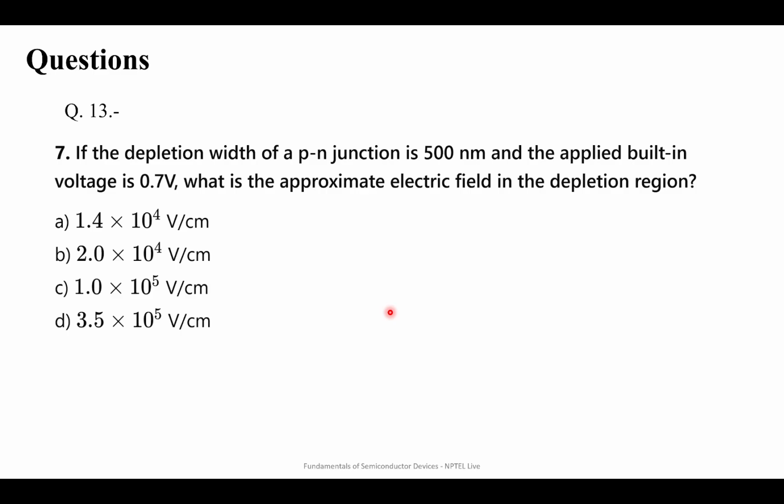Next is another numerical. If the depletion width of a PN junction is 500 nanometer and the built-in potential is 0.7 volts, what is the approximate electric field in the depletion region? 1.4 into 10 to the power 4 volt per centimeter, 2 into 10 to the power 4 volt per centimeter, 1 into 10 to the power 5 volt per centimeter, 3.5 into 10 to the power 5 volt per centimeter. I will give you some time to solve this question.